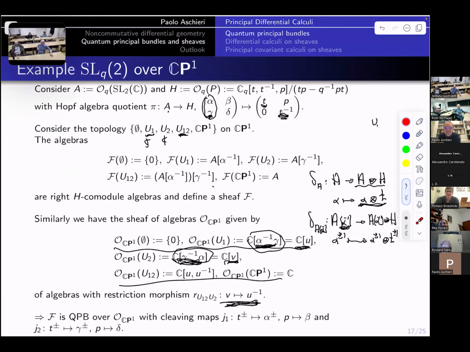Let me come back more to the talk, if I may, because I have some concerns which Paolo and Rita might answer. You see, when you look at these quantum Hopf fibrations from the point of view of sister algebras, the situation is very asymmetric.